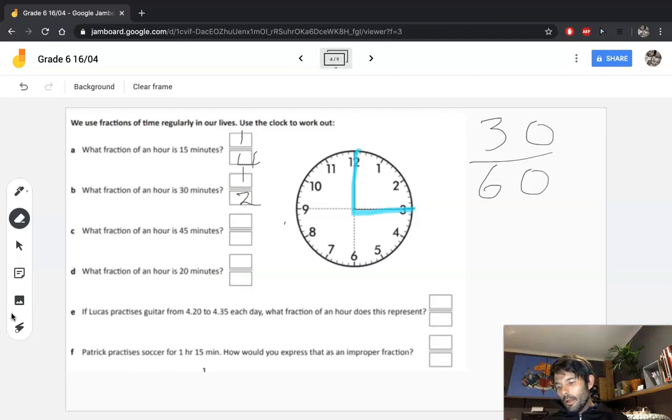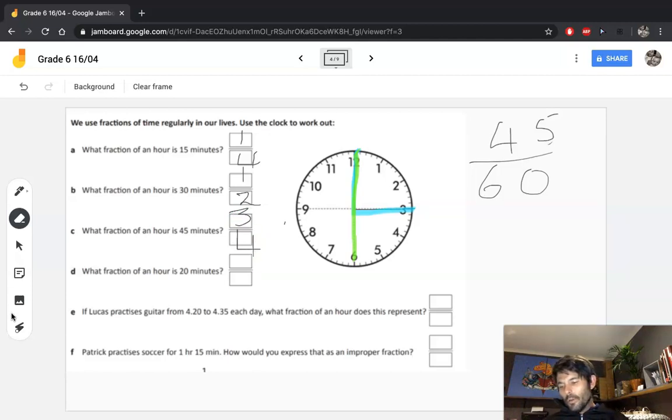And there is your half an hour. Sorry, there is your half an hour there in green. Okay. Then what fraction of an hour is 45 minutes? And again, we can simply start off by putting 45 over 60. What's the highest common factor of 45 and 60? That should be 15. 15 goes into 45 3 times, and it goes into 60 4 times.